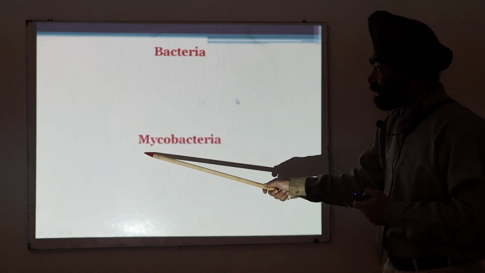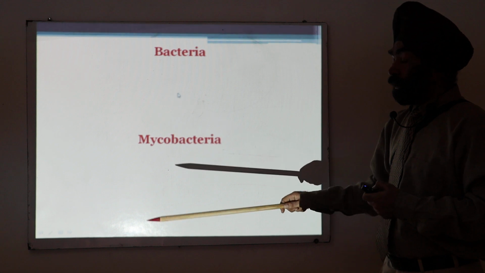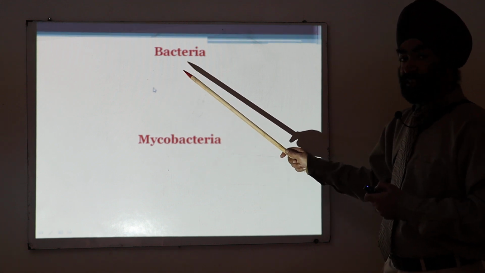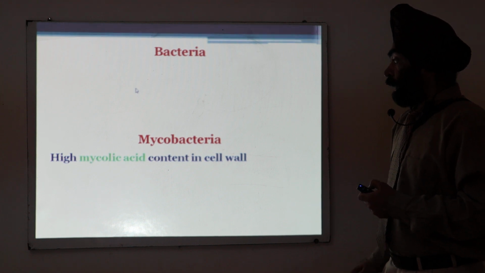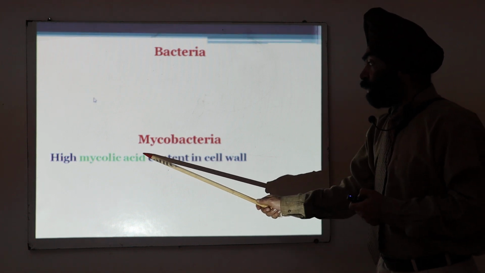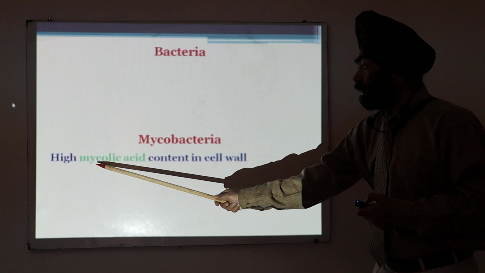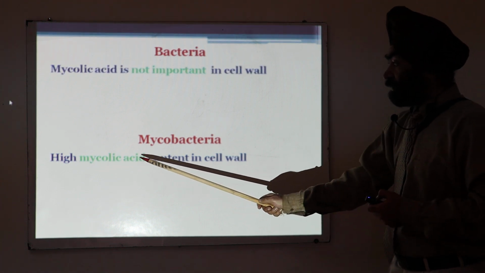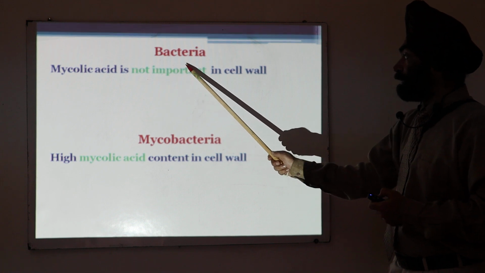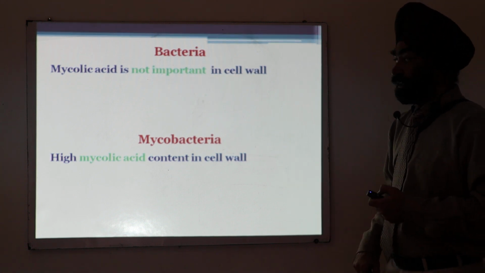So now I just want to differentiate bacteria and the mycobacteria, because bacteria is common. There is another word, that is myco. So I will discuss what are the main differences between the bacteria and mycobacteria. As I told, it is called myco because it has high mycolic acid content in the cell wall. But this mycolic acid is not important in the cell wall of the bacteria.